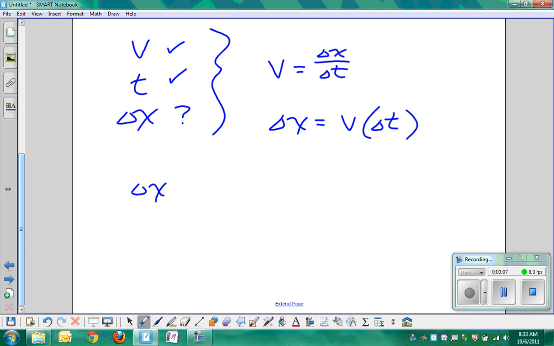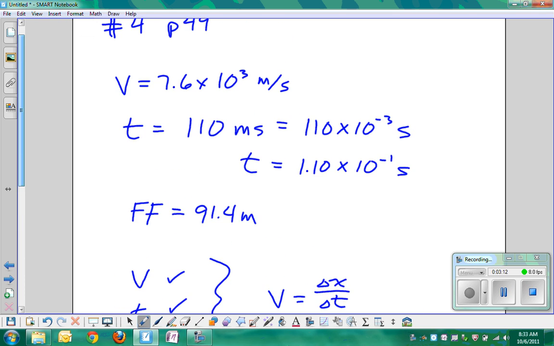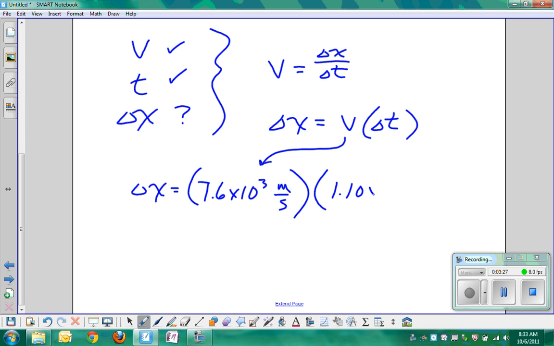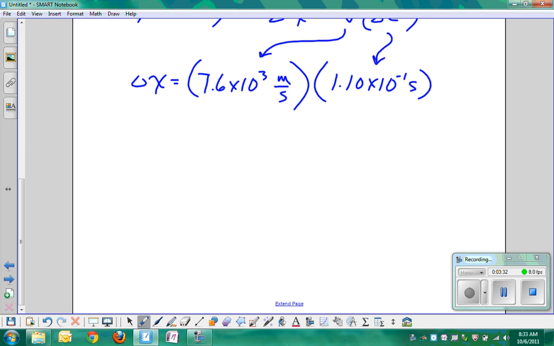So delta x is equal to velocity, which is, going back up here, 7.6 times 10 to the third meters per second. All right, that is our velocity right here, times our time, which is 1.10 times 10 to the negative 1 seconds. That's our time. All right, so what does that give us? Delta x is equal to 7.6. This gives us 10 to the 2, right? And this goes away. Everybody okay with that?